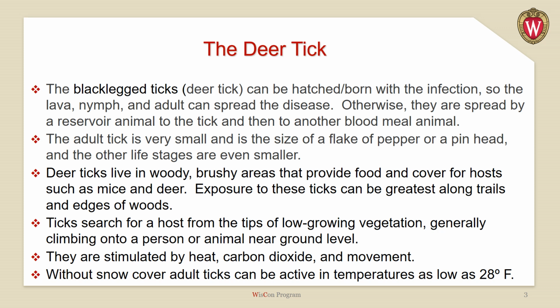Deer ticks live in woody, brushy areas that provide food and cover for hosts such as mice and deer. Exposure to these ticks can be greatest along trails and edges of woods. Ticks search for a host from the tips of low-growing vegetation, generally climbing onto a person or animal near ground level. They are stimulated by heat, carbon dioxide, and movement. Without snow cover, adult ticks can be active in temperatures as low as 28 degrees Fahrenheit.